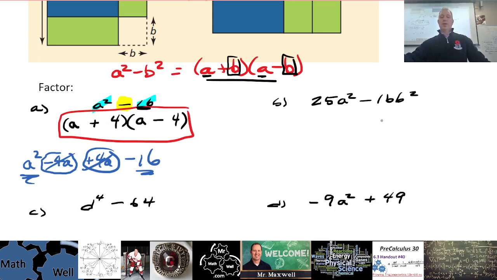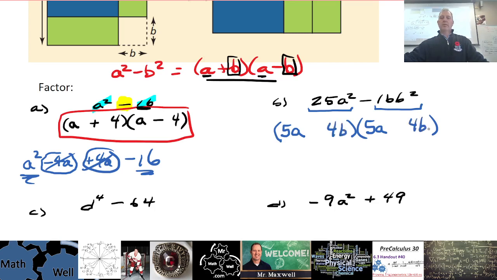Okay, let's keep going with this one. 25a squared minus 16b squared. Is this a perfect square? Yes, it is. Is this a perfect square? Yes, it is. Okay, so our binomials are going to consist of the square root of 25a squared, which is 5a. So that's going to go in both. The square root of 16b squared is 4b. And then separate those by a plus and a minus. And it doesn't matter which order. And if you expand that out, you'll get this original difference of squares back. All right, let's keep going.